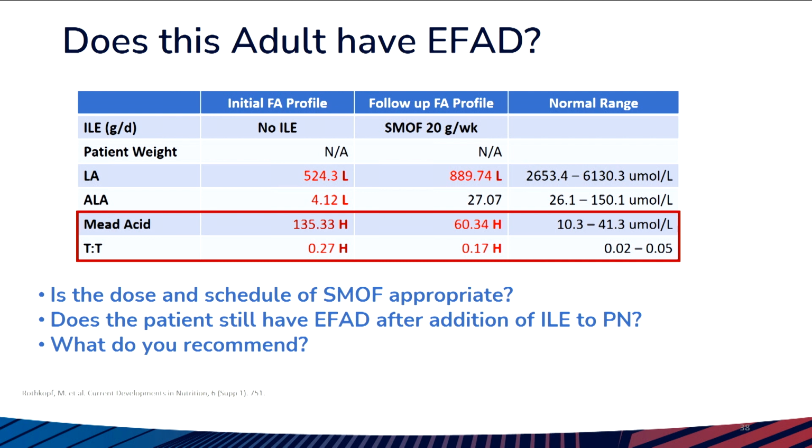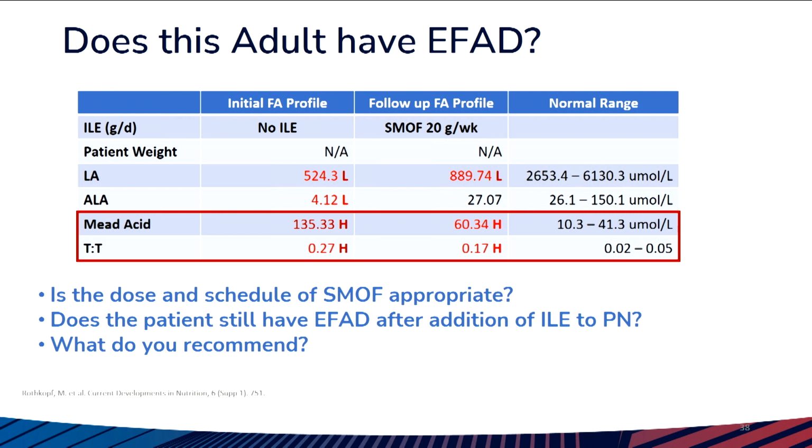But then they increased the SMOF to 20 grams per week. Even though the TT ratio is normalized, I would say they're still deficient, and with that low of a dose, they need to increase that. So is the dose and schedule of this alternative lipid appropriate? Absolutely not. That is not appropriate probably for any patient. It's not appropriate for 100% soybean oil. So this patient definitely needs more lipid.